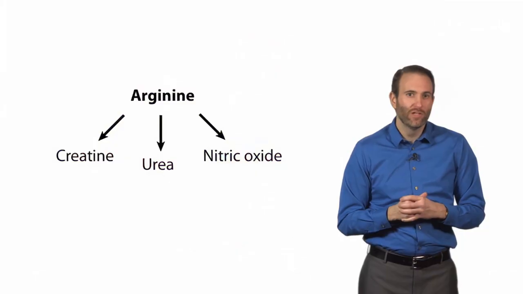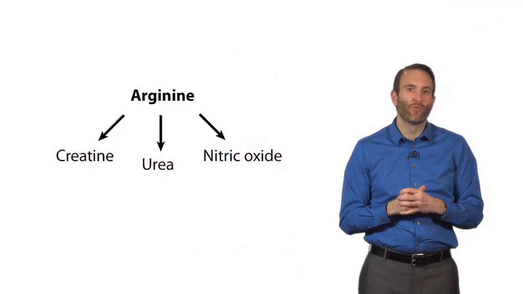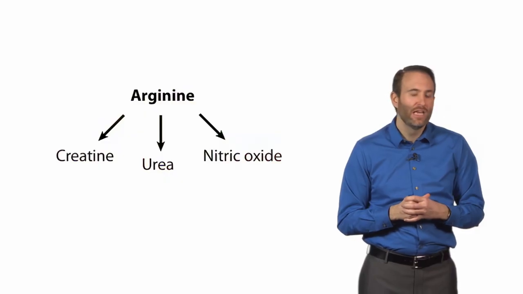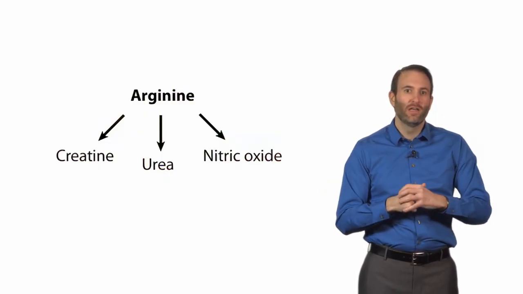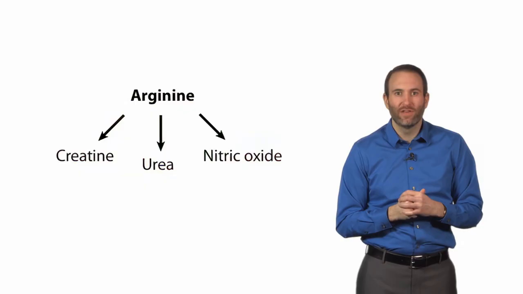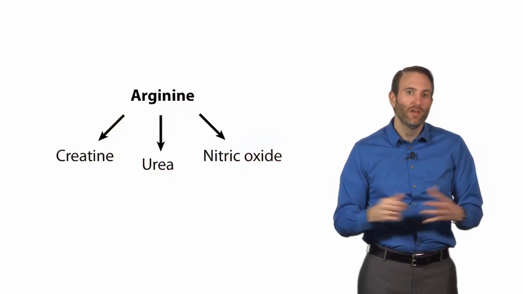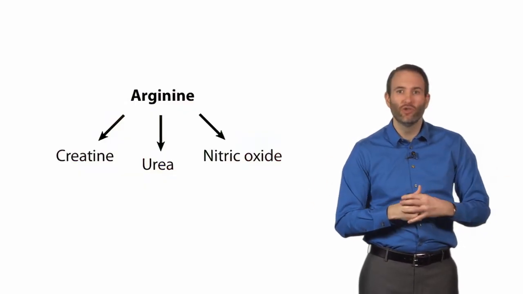All right, so that all started with phenylalanine. What can you make out of the other amino acids? Well, let's start with arginine. Arginine is used to make 3 different important compounds. It can be used to make creatine, which is a high-energy phosphate carrier that replenishes ATP. It can transfer its phosphate group to ATP.